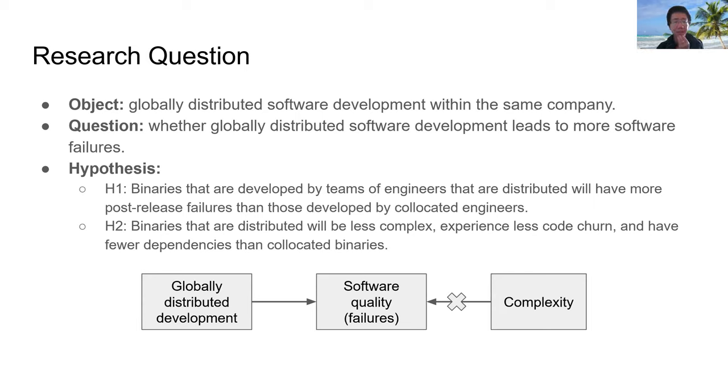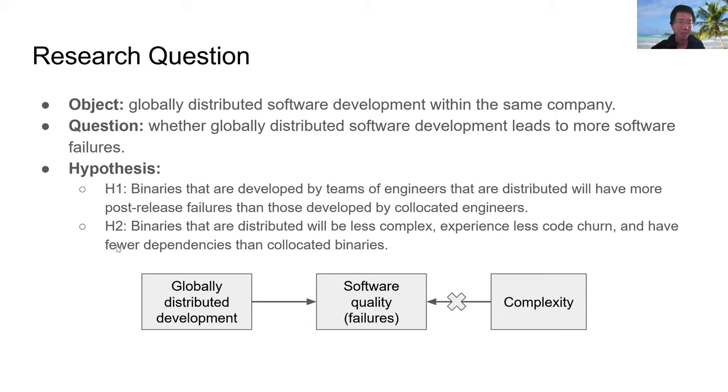So they have two hypotheses here. The first: binaries that are developed by teams of engineers that are distributed will have more post-release failures than those developed by co-located engineers. Post-release failures means that after the software is released, they collect the failure reports from the end users. The second hypothesis is that binaries that are distributed will be less complex, experience less code churn, and have fewer dependencies than co-located binaries.